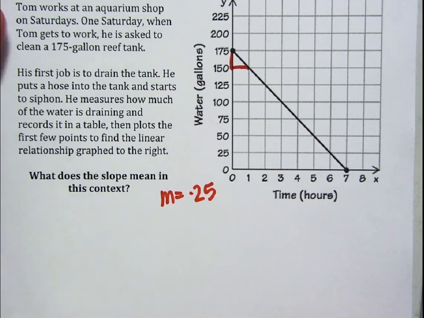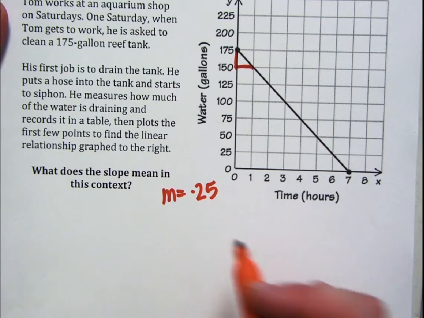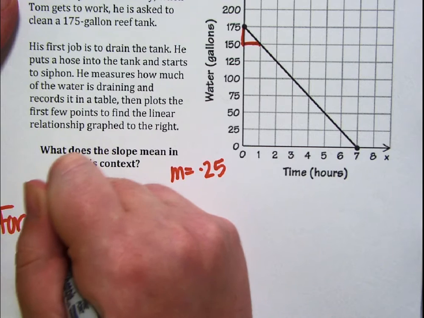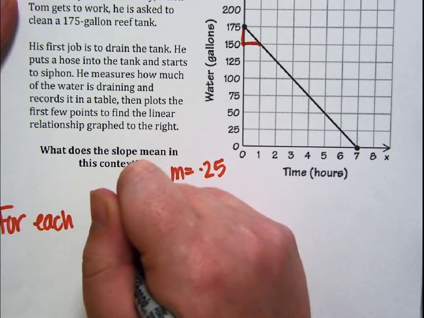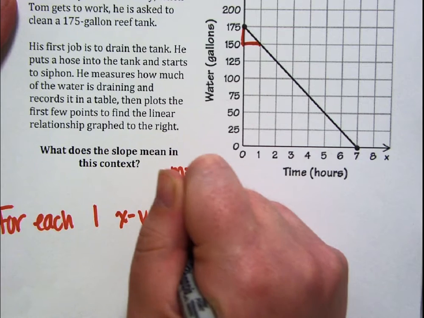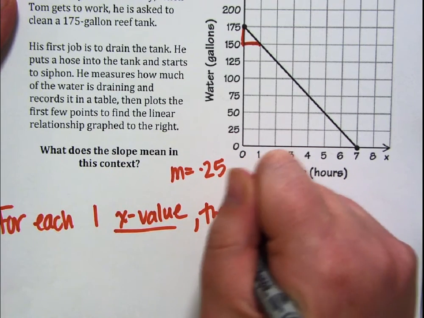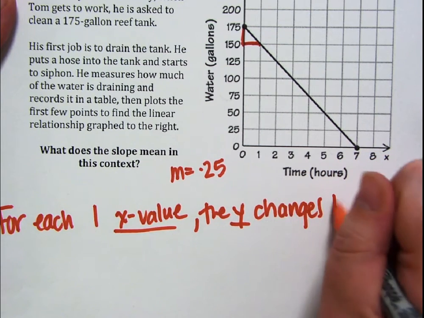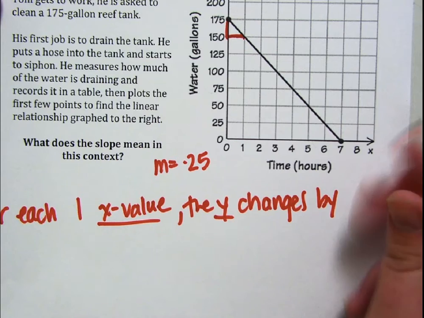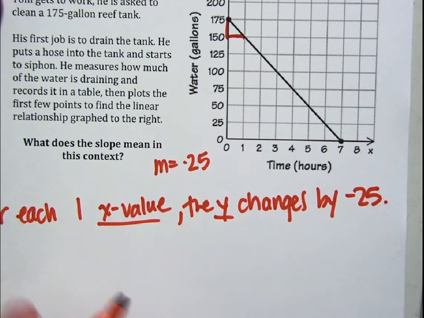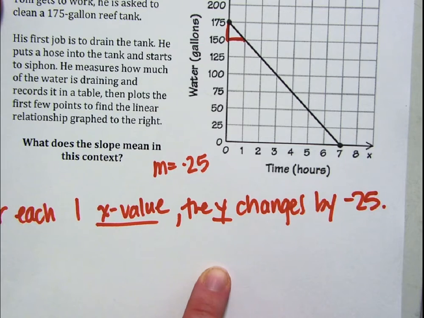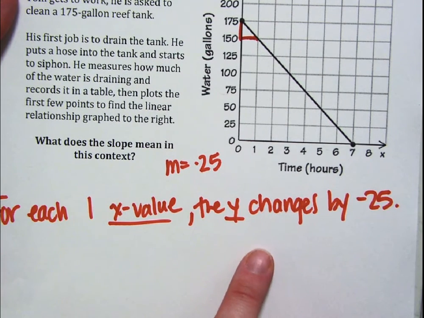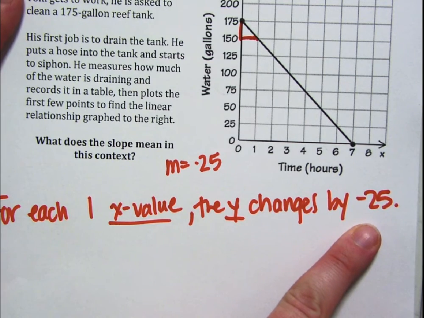We need to explain what that means. It really comes from the definition of what slope or rate of change is. That is, for each one x value, the y changes by, and in this case it's negative 25. So what I did was just take that initial definition of slope that we had: for each 1 unit of x, how does the y value change? In this case we know the y value changes by negative 25.